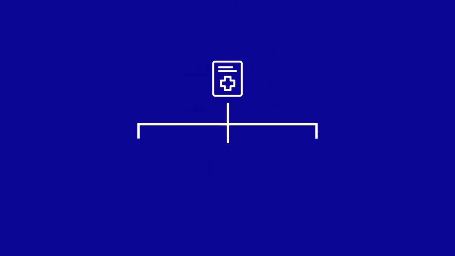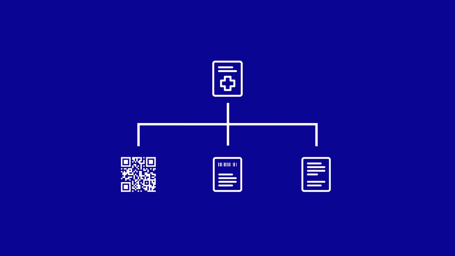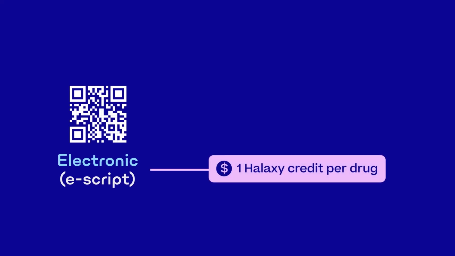With Halaxy, medical practitioners can seamlessly issue prescriptions in 3 ways: electronic, also known as e-scripts, barcode, or paper. This tutorial is for e-scripts, where your prescription is sent to the patient via email or SMS as a QR code, which is then electronically scanned at the pharmacy. Issuing an e-script in Halaxy costs 1 credit per drug.